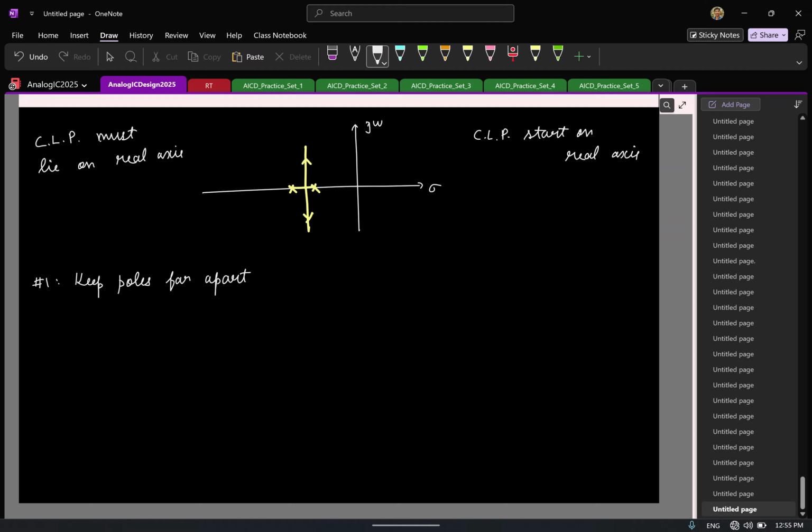So if I sketch the root locus corresponding to that, let us say one pole is somewhere here, the other pole is somewhere here. Now even for large values of DC gain, this is going to lie on the real axis. Okay.